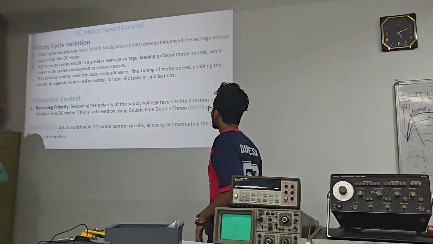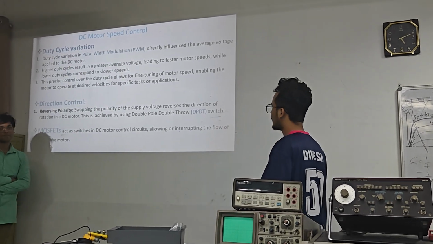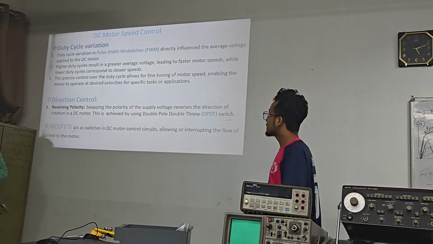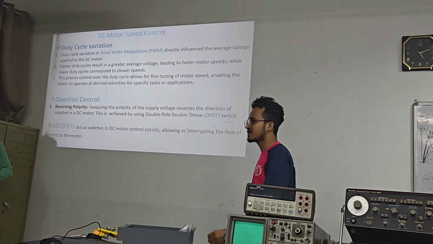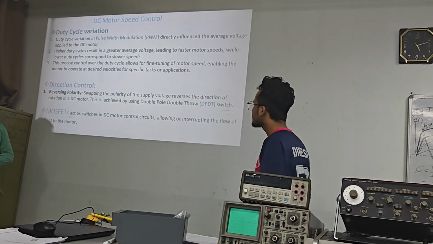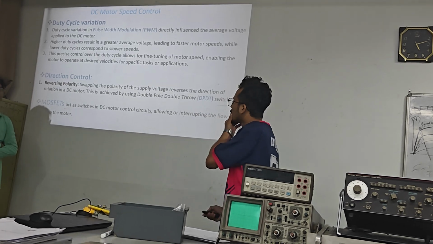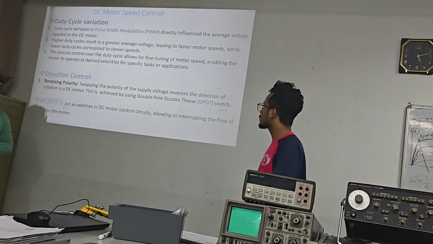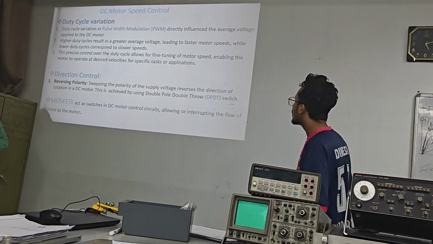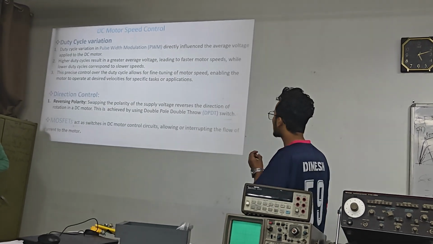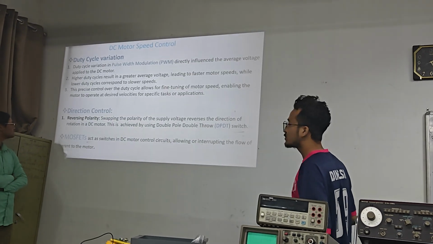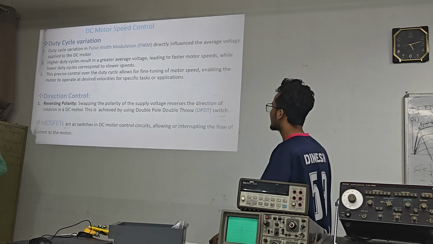Duty cycle variation in pulse width modulation directly influences the average voltage applied to the DC motor. As you know, the higher the duty cycle, the greater the average voltage applied to the DC motor, so the speed of the motor increases. Likewise, when we lower the duty cycle, it corresponds to slower speed. With precise control over the duty cycle in pulse width modulation, we can control the speed of a motor.